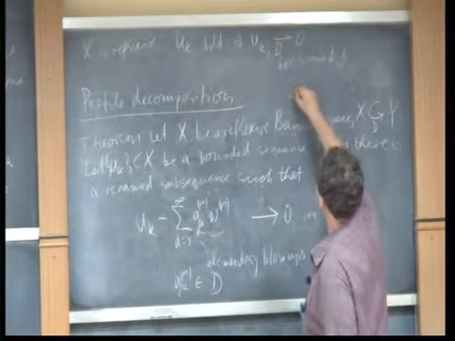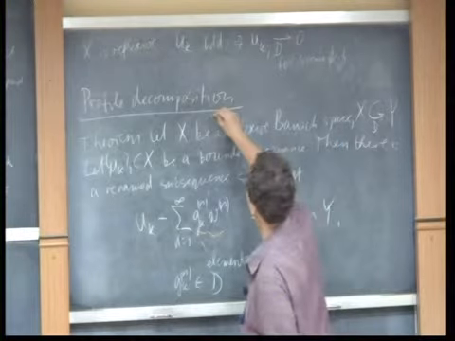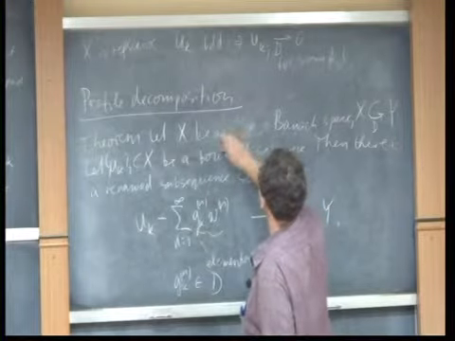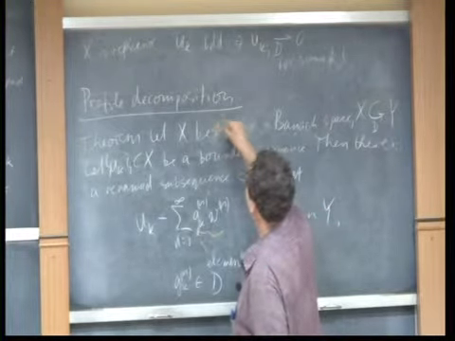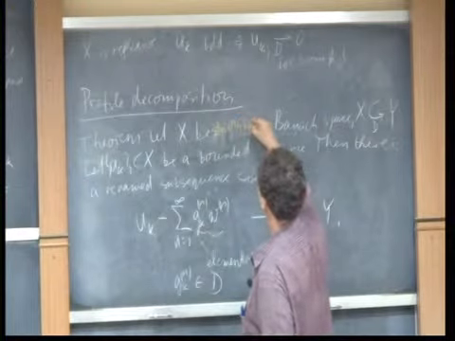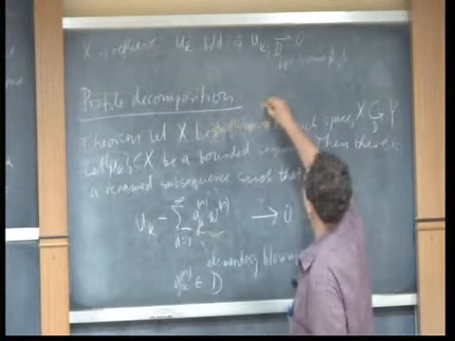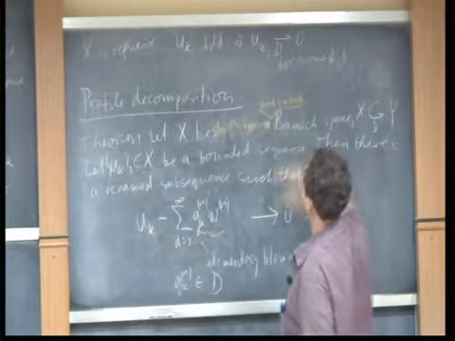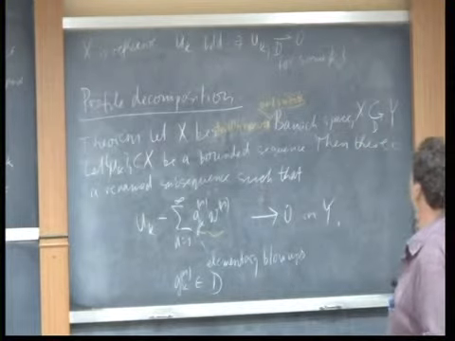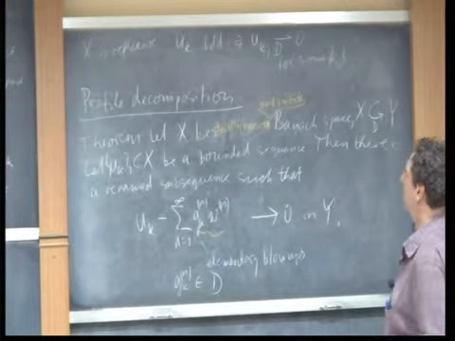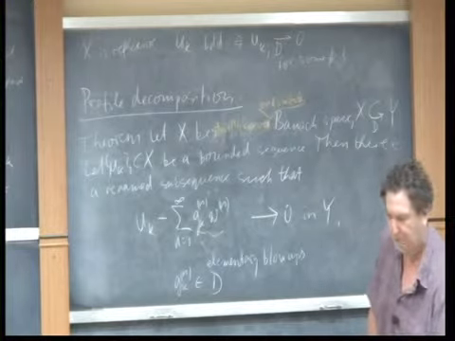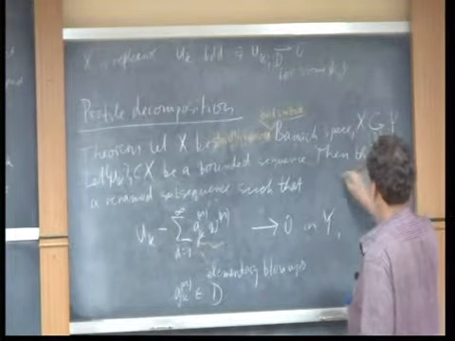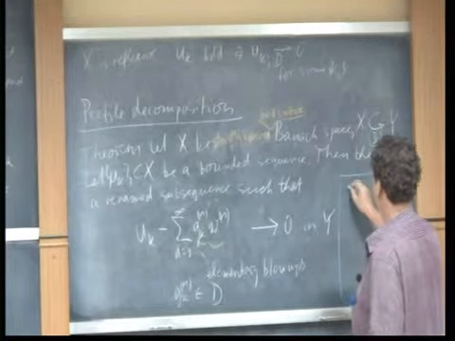I want the norm not only reflexive but strictly convex and smooth. Both strict convexity and smoothness are properties of the norm. Then the group D will be required to satisfy some condition. The condition will be a little bit strange.